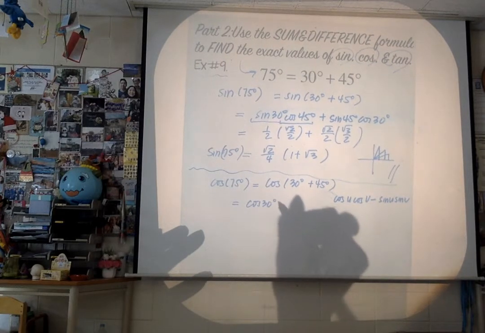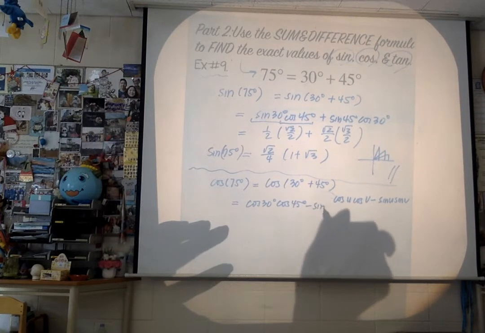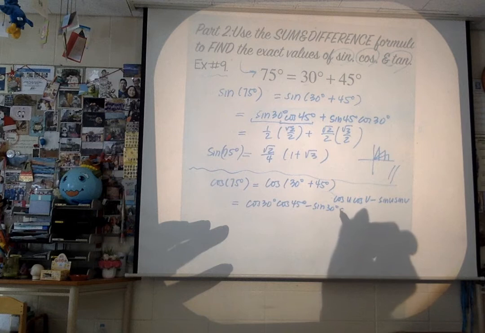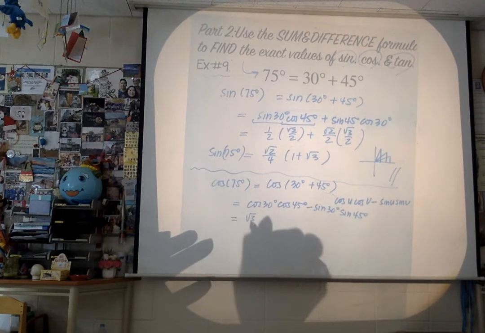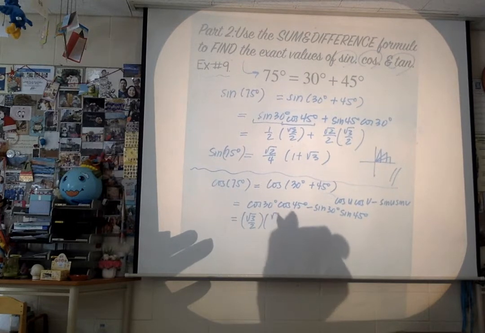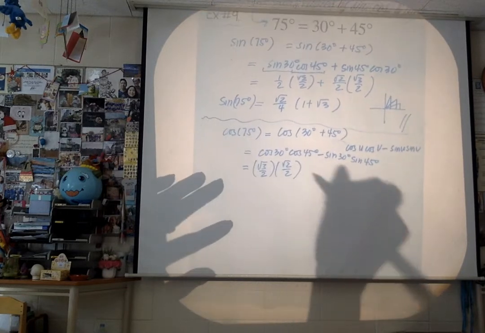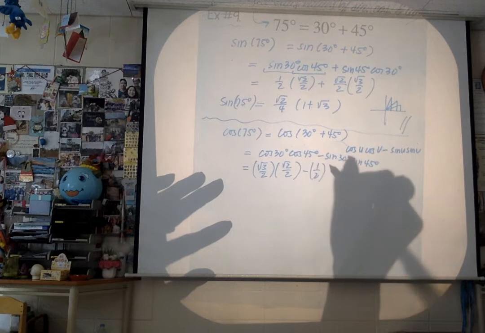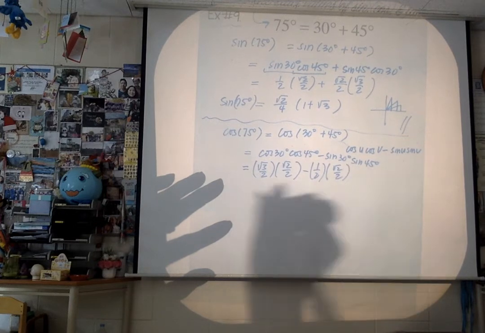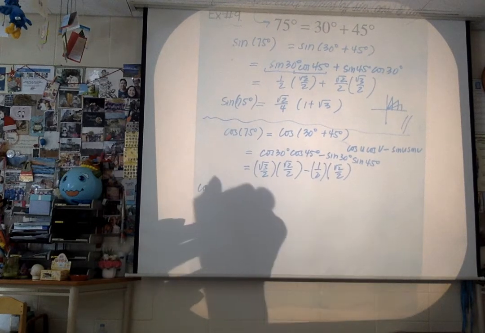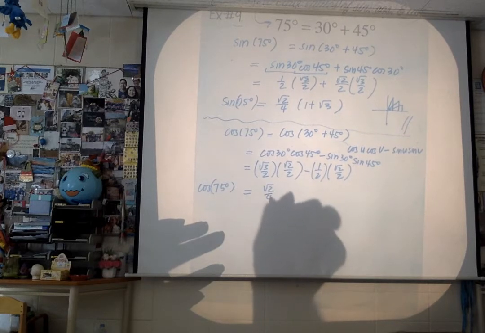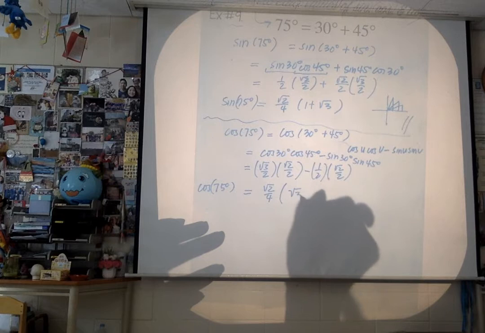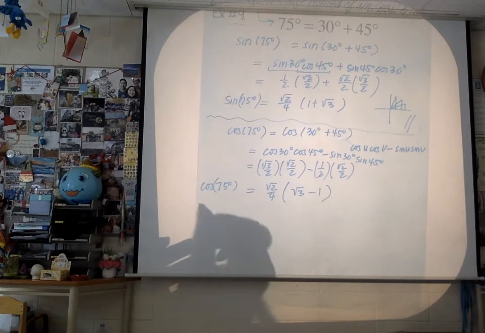I hope you stopped the video because you're doing it on your own. I'm just narrating my process here. Cosine of 30 is root 3 over 2, and cosine of 45 degrees is root 2 over 2. If your unit circle is a little weak, you better brush up on that. When I finally calculate this, I get cosine of 75 degrees is root 2 over 4 times root 3 minus 1.